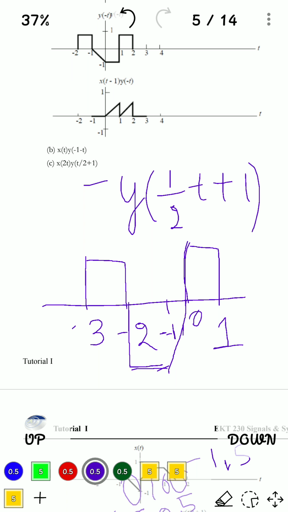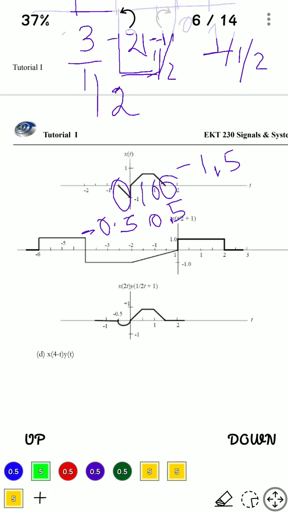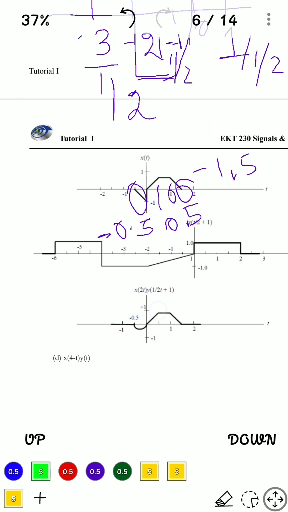So now you are going to divide it by 1 by 2. When you divide it by 1 by 2, what happens? I already told you that when you divide all by 1 by 2, you are going to get the expanded version of the signal. So when you get the expanded version of the signal, see, this is the resultant. You can see that this is the expanded version of the signal.